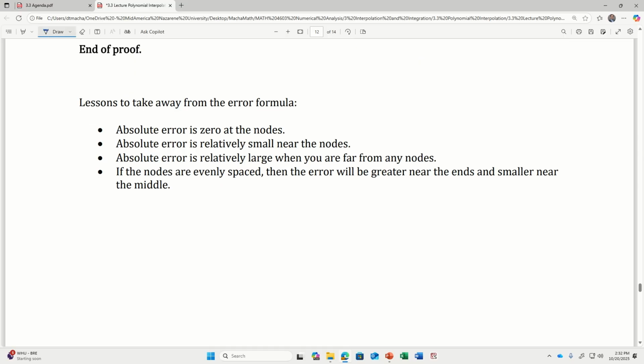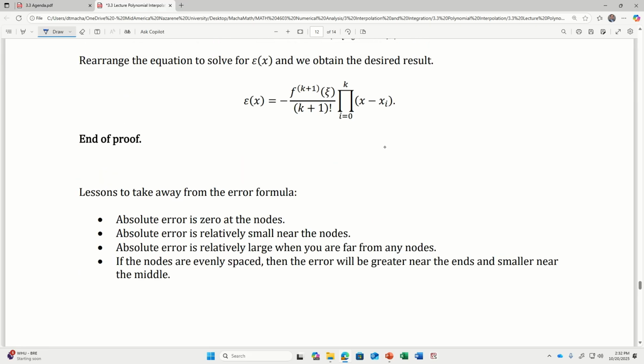But here are some lessons we should take away from looking at this error formula. At the nodes, the absolute error should be 0. Whenever I'm just close to a node, like when x is pretty close to one of these xi, I'm multiplying by a factor that should be a really small number. And so the error should be relatively small when I'm close to a node. And the converse of that is that the error will be relatively larger whenever I get farther away from any of the nodes, right? If I'm in between nodes.